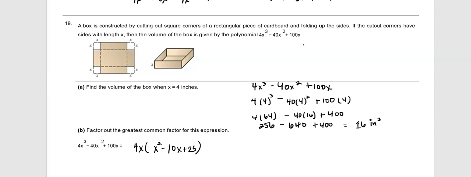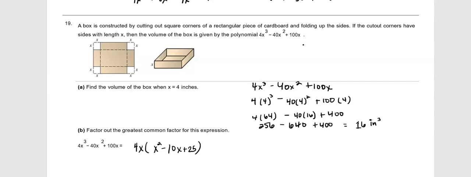So we plug in the 4 for the x's. And of course, using the correct order of operations, we must find 4 to the third first and then multiply times 4. So we have 64 multiplied times 4 here. We have 4 squared first, which is 16, and we multiply that times 40. And then 4 times 100 is 400. And that gives us 256 minus 640 plus 400, which is 16 inches cubed.